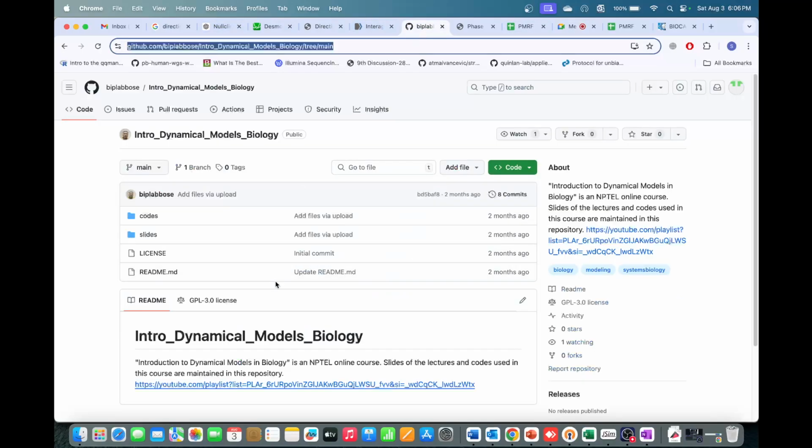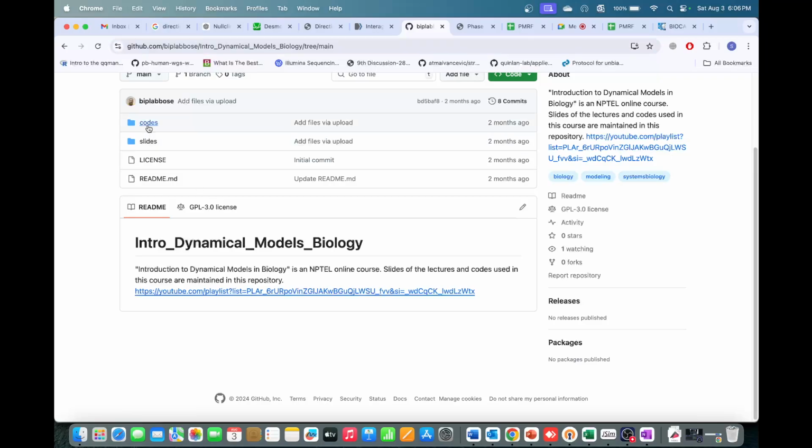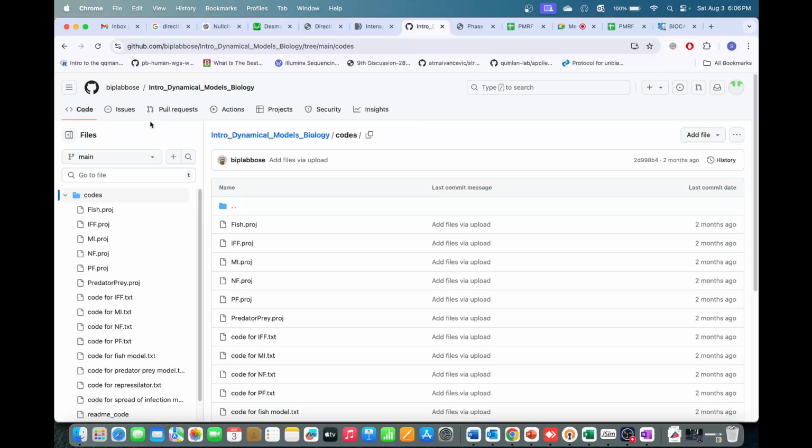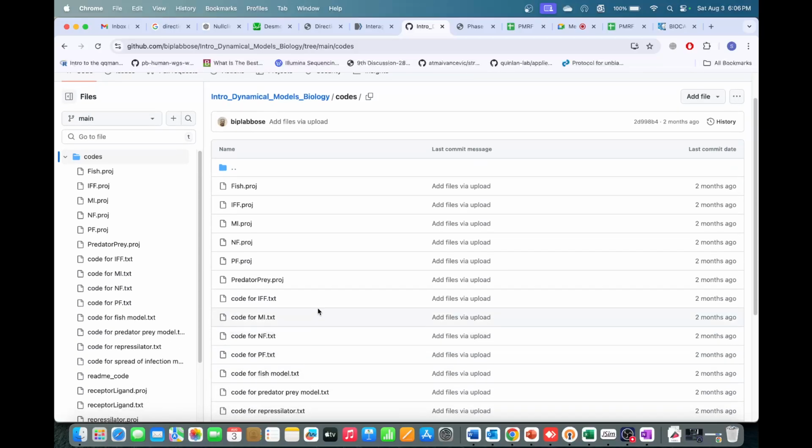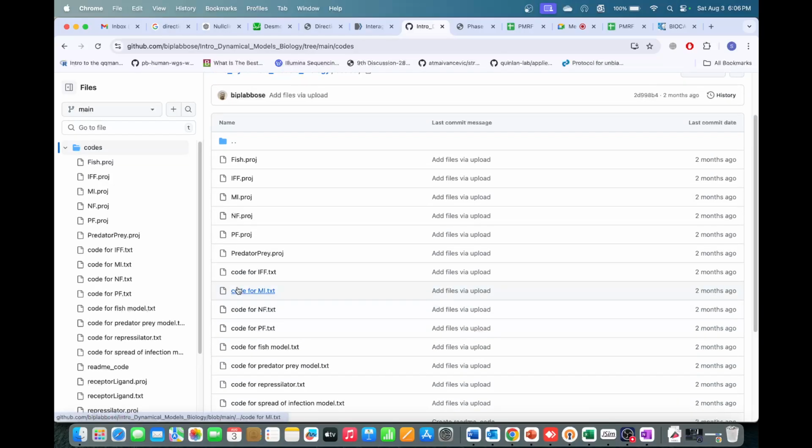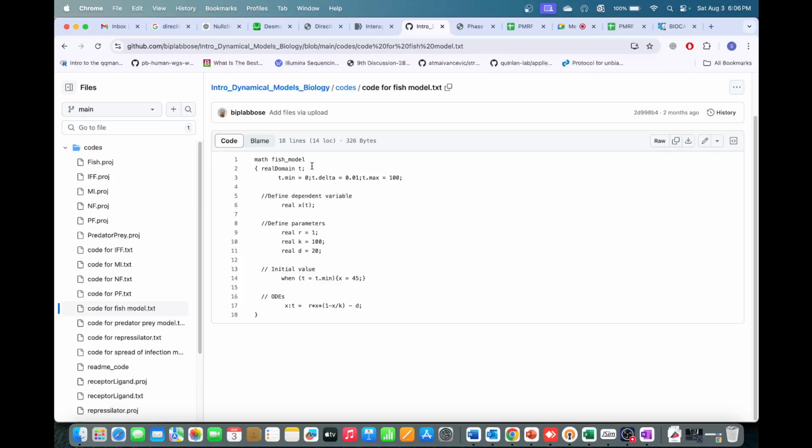This page has all the JSim codes that have been used for this course. We'll see more JSim codes later down the line, for the other weeks that we go on. But you can always try to use these codes and try JSim on your own. I'll just show you how this works. Say for example we take the fish model. I'll just copy the code from here.